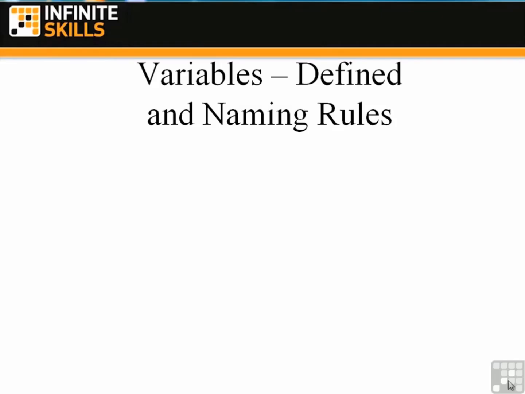In this lesson, we're going to define what a variable is and how to create variable names. A variable is defined as a name for a memory location. Rather than reference a hexadecimal value where a piece of data is stored, we use a name that has some sort of meaning for the data that's stored there. We'll talk more about that in a moment.